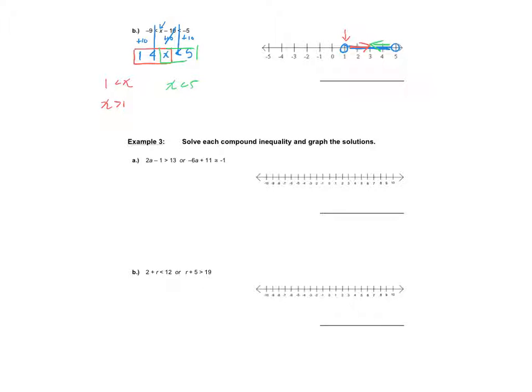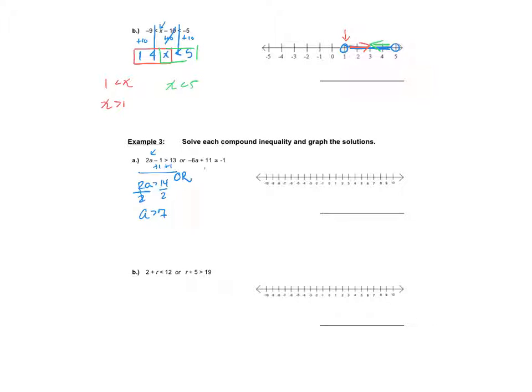Okay, for the or inequalities, it's really just two separate math problems with the word or in between. So for my first math problem, I'm isolating this a, so I'm going to add 1 to both sides. I get 2a is greater than 14. To get rid of the times 2, I divide by 2 on both sides, and a is greater than 7.